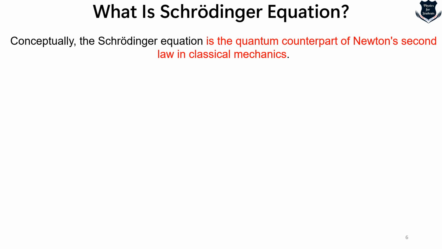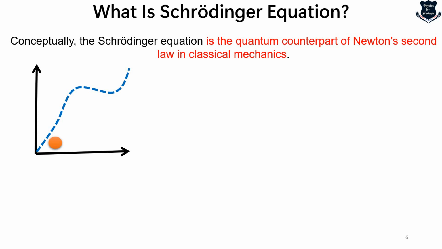Now this is something very central. Conceptually we can say that the Schrodinger equation is the quantum counterpart of Newton's second law in classical mechanics. Now what do I mean by quantum counterpart? If I get a kind of an equation, or you can say a line, a particle which is moving in this way, then obviously in Newtonian mechanics we get what is called a path in the physical system, where it will go, where it will land, something like that.